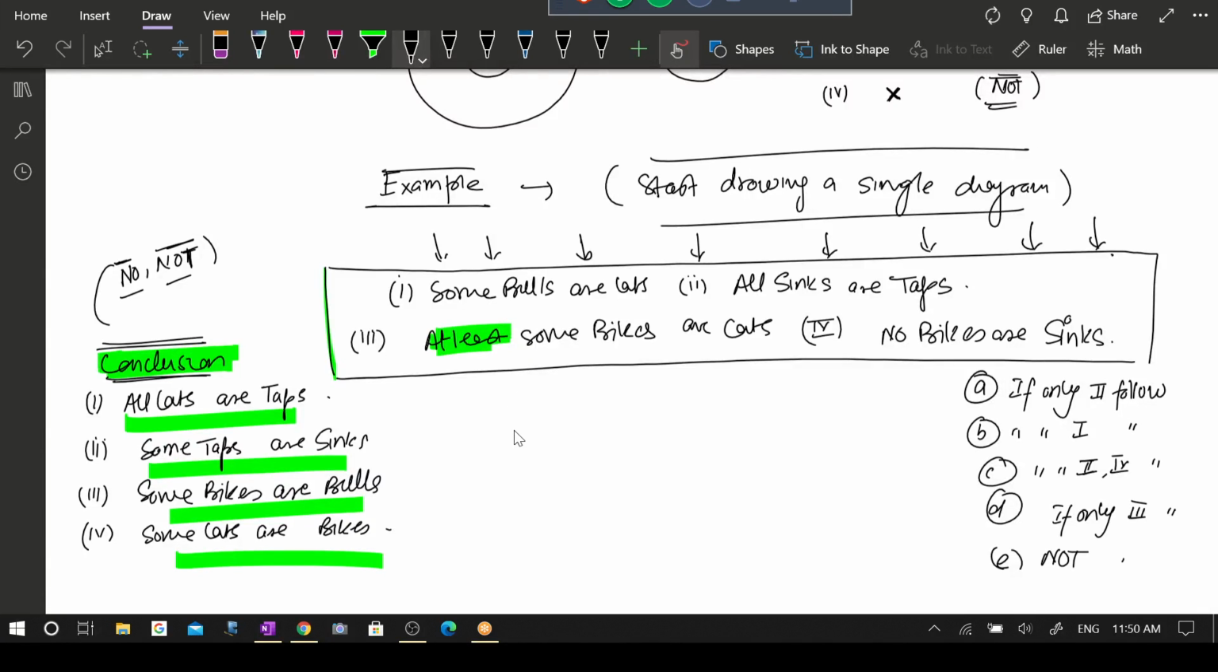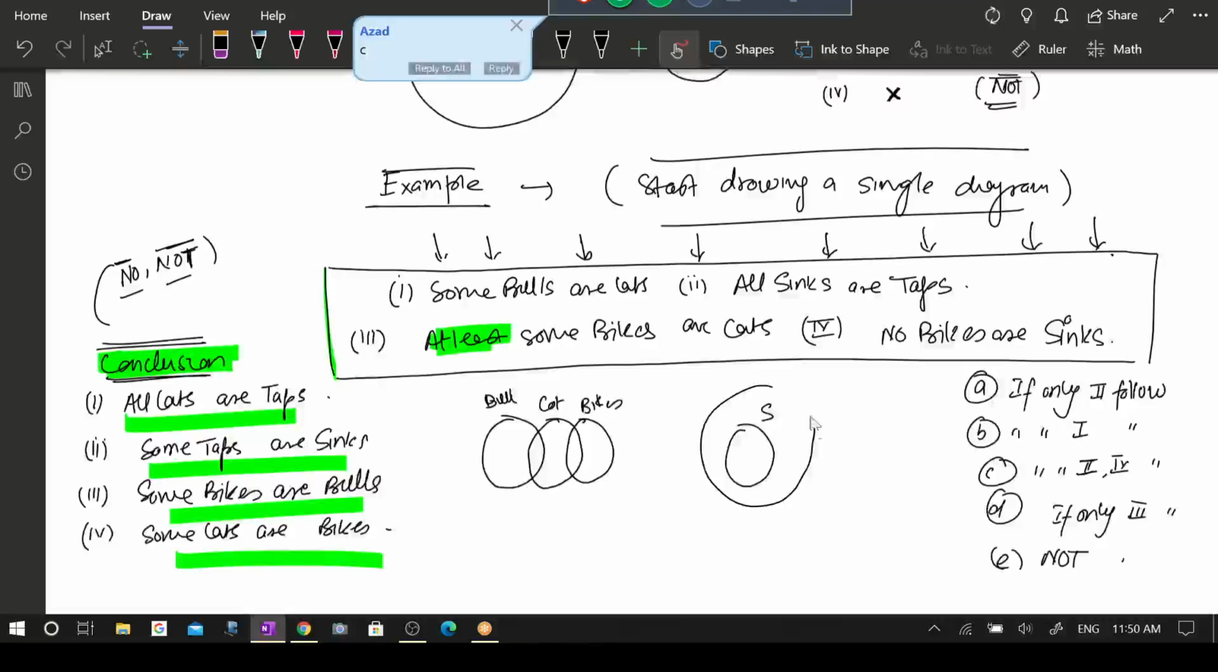So let's draw. Listen, some bikes are cats, so cats and bikes overlap. Then he says all sinks are taps. And no bike is a sink, so there is no relationship between bike and sink. This is the diagram we would draw.